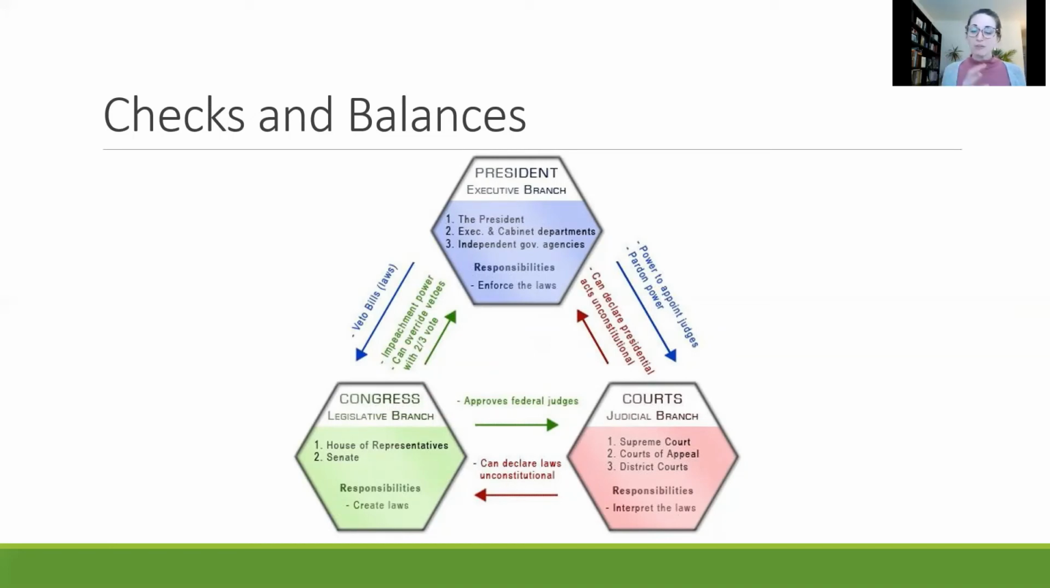So you can see that every branch interacts with another part, and all together they create a system of checks and balances to make sure the power is distributed.